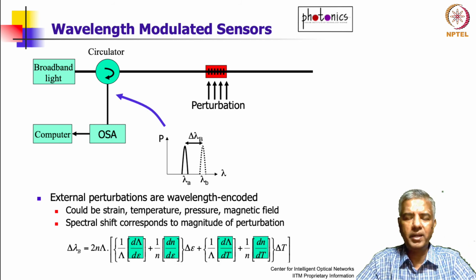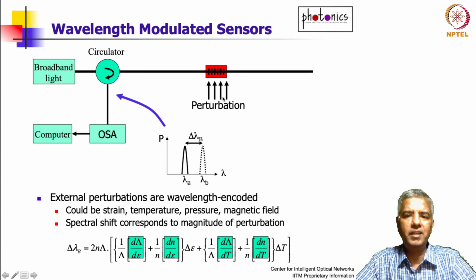However, this is where it gets a little tricky. You will find that it's not just strain that can change the Bragg wavelength, even temperature can. How? Whenever you heat this grating, there is a thermal expansion coefficient which is increasing your period, and then there is what is called a thermo-optic effect, where it changes the refractive index also. That's what is highlighted over here: the thermal expansion coefficient and the thermo-optic coefficient. Both of these, through the change in temperature, cause a change in the Bragg wavelength.